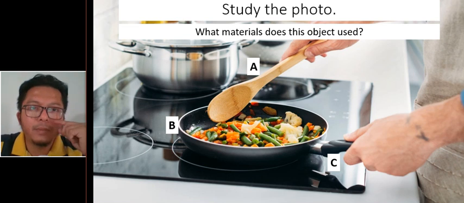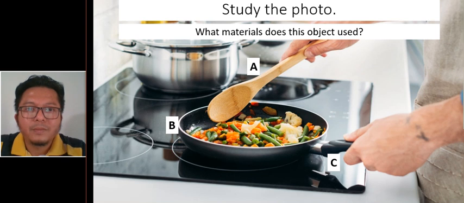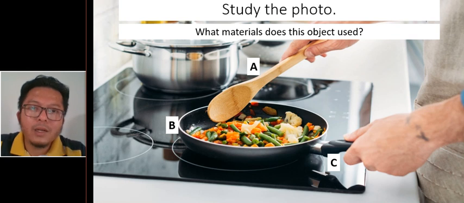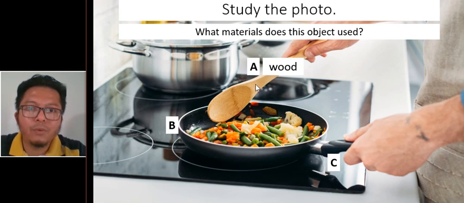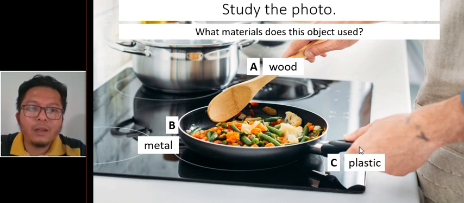You have 10 seconds. So the answer would be, this material would be wood or sometimes bamboo. Bamboo is also a kind of wood. B would be, the pan is made from metal, the spatula from wood, the pan from metal. And C, the handle for the pan is made from plastics.